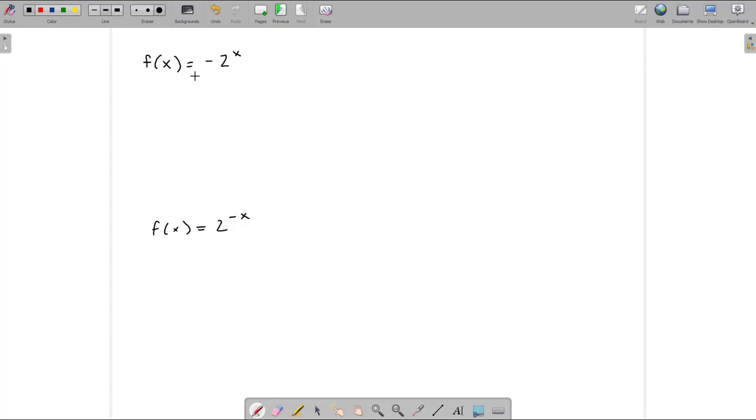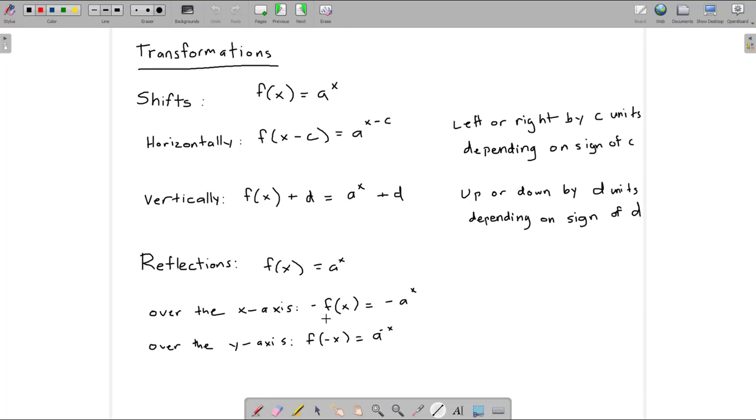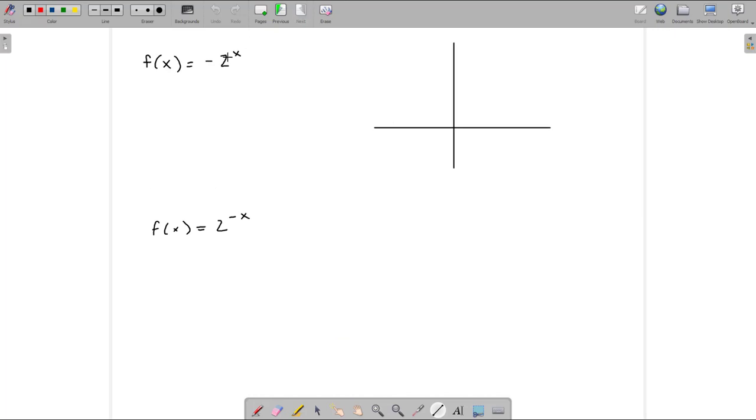So next we can look at the graphs of these reflections of our function 2 to the x. So let's draw another plot here. I'll go back to green, I guess, for this one. Or maybe I'll do it in red again. So this one, the negative is on the outside. So going back to our rules, that's a reflection over the x-axis, right? Because it's taking my values and it's making them negative.